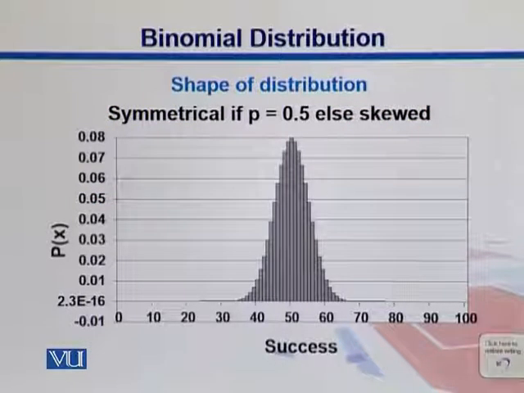How do these binomial distributions look like? They look like normal distributions or a bell-shaped curve if your p is equal to 0.5, or otherwise they are skewed. If your probability of success and failure is 50-50, for example if you have a fair coin and you are tossing it many times, you get a distribution that looks like this. Otherwise, depending on your probability of success, it will be skewed accordingly.